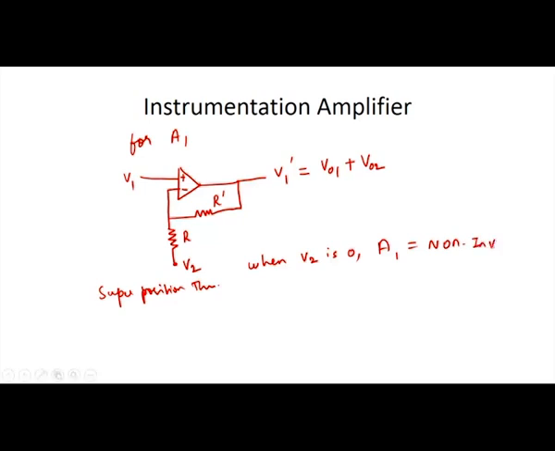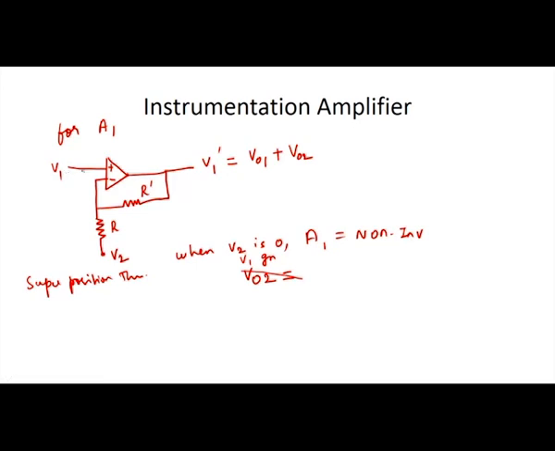For a non-inverting amplifier, V2 is 0 and V1 is given, so we have to consider V1 given to the positive terminal. For a non-inverting amplifier, the output V01 is given as 1 plus the feedback resistance R dash by the input resistance R, into the input voltage V1.